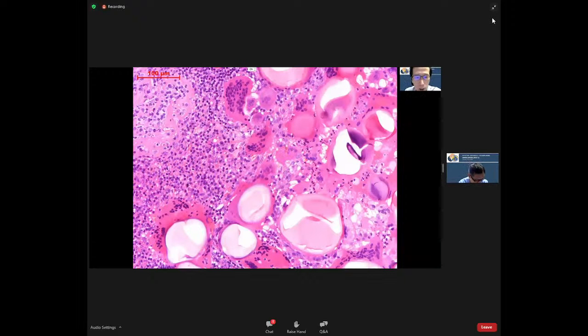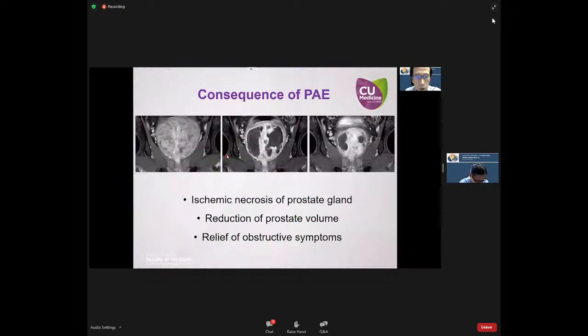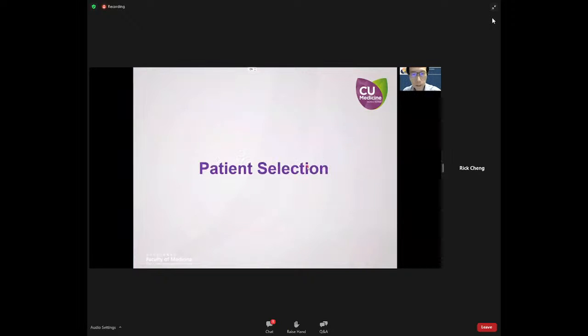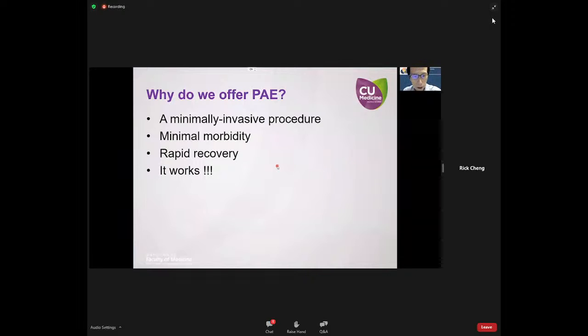So histology slide shows the particles within the prostate, and MRI shows the degree of infarction very nicely. The darkened area represents the infarction, and typically a significant reduction of prostate size can be achieved within 3 months, in this case 60%. So we offer PAE because it is minimally invasive, which is good for the patient, minimal morbidity, and the patient can be reassured of a very rapid recovery. And most importantly, it works.